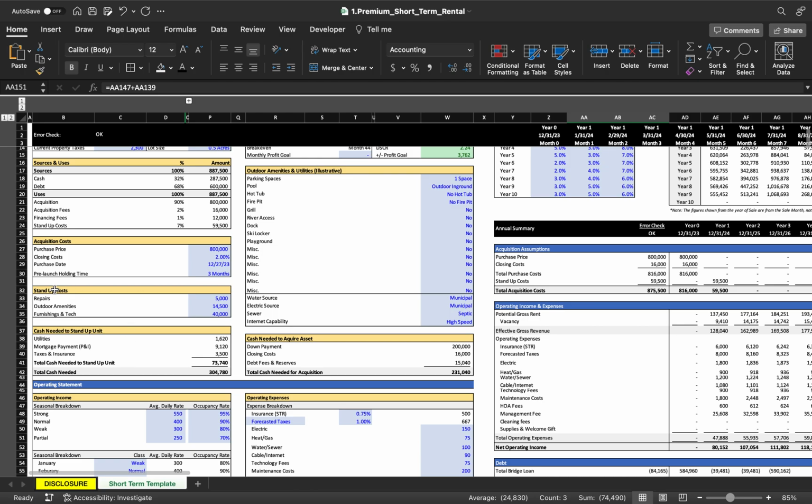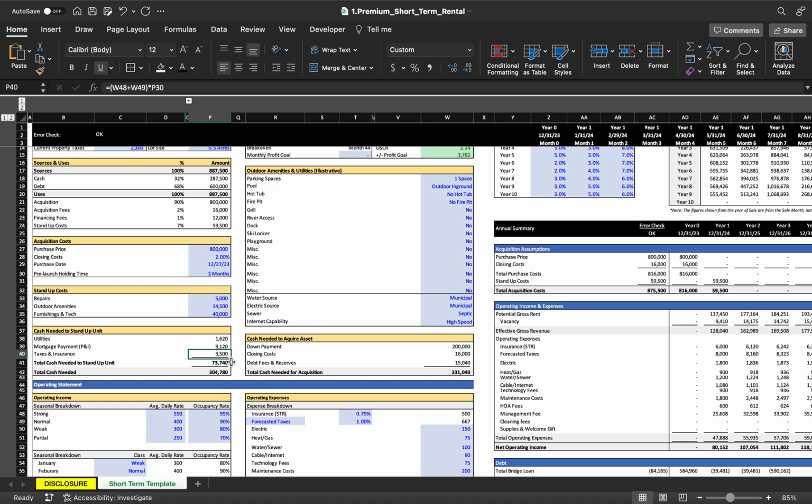Then underneath this stand-up cost section, you could see we built out a cash needed to stand up the unit. It shows you, based on the fact that you have a downtime of 3 months, you need X dollars in utilities, Y dollars in mortgage principal and interest, and then Z dollars to cover your taxes and insurance.